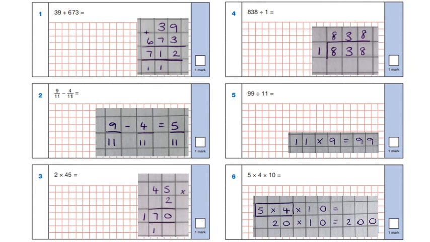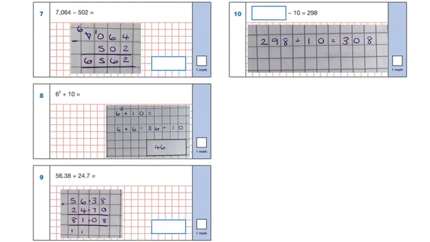So for number 6, I have got 5 times 4 times 10, so I've used the boxing up method we've been looking at. I've done 5 times 4, which is 20, and then I have multiplied my answer by 10, which is 200. Okay, so number 7 is a relatively straightforward subtraction question.